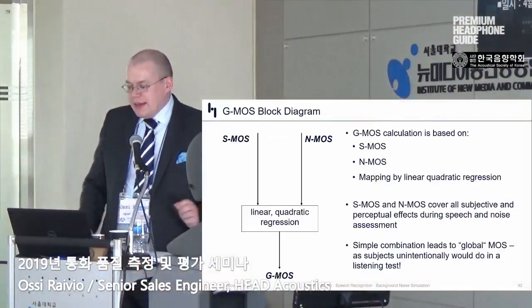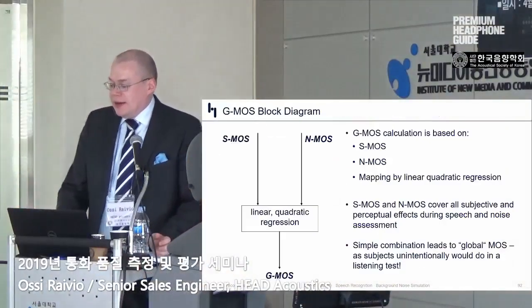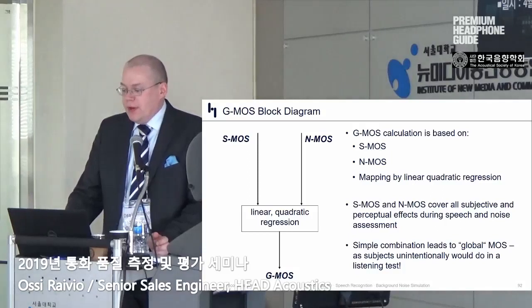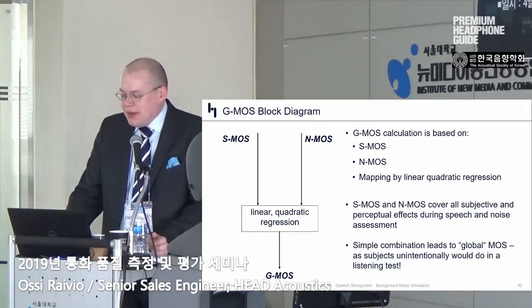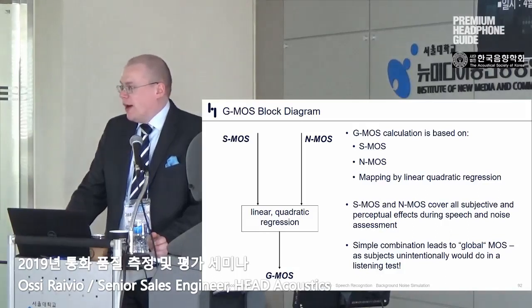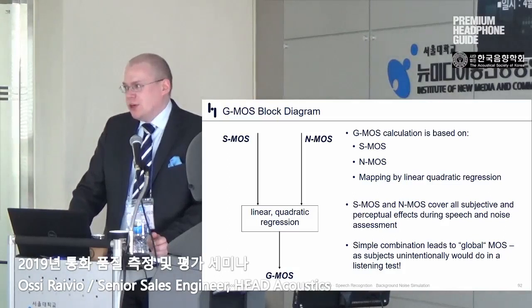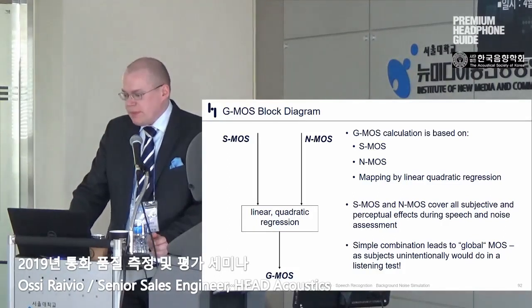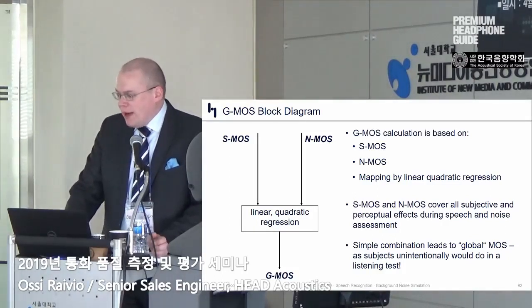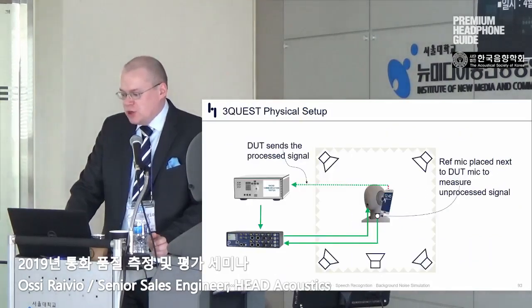So as I said, the GMOS is just calculated as a quadratic function from the SMOS and NMOS. So it's a relatively simple mapping, but it provides very high correlation with the original listening tests. So this is the narrow band and wide band version of the 3QUEST.